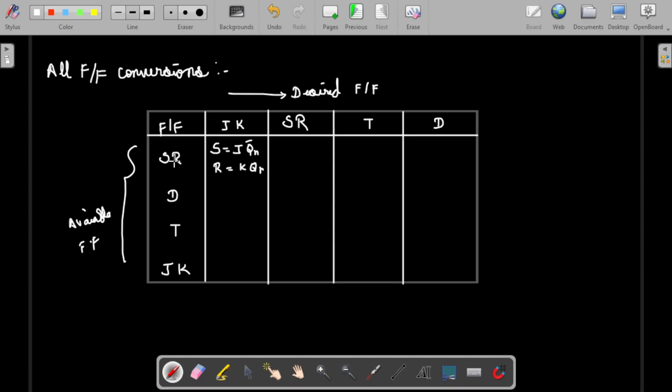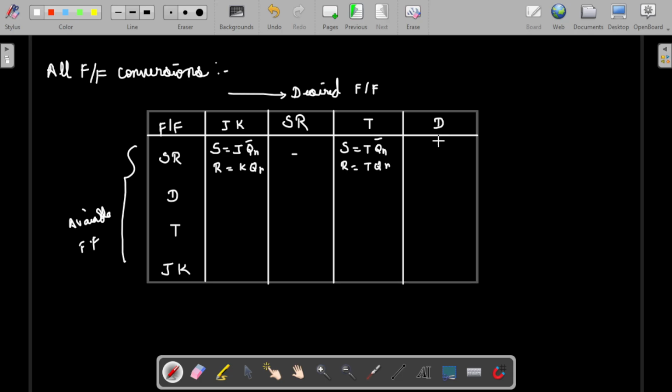So here we already have the SR flip-flop. Based upon this connection, we can make the SR flip-flop work as a JK flip-flop. SR to SR flip-flop is not needed. When we are converting the SR flip-flop to a T flip-flop, the S input needs to be T Qn bar and the R input needs to be T Qn. Okay, so these two resemble each other, right? So you can remember it.